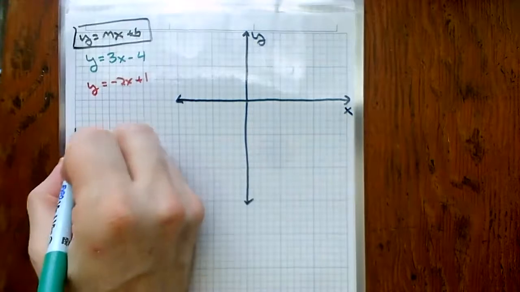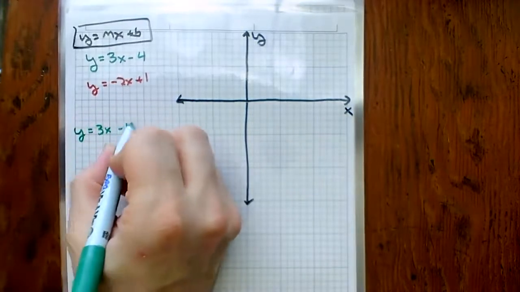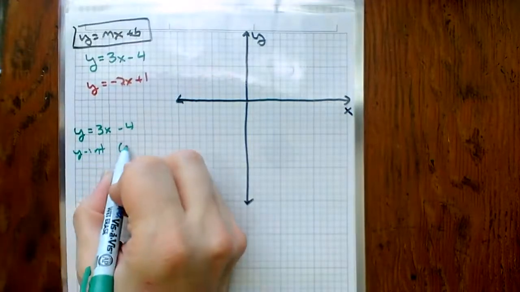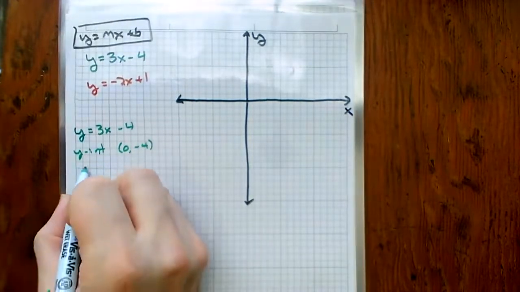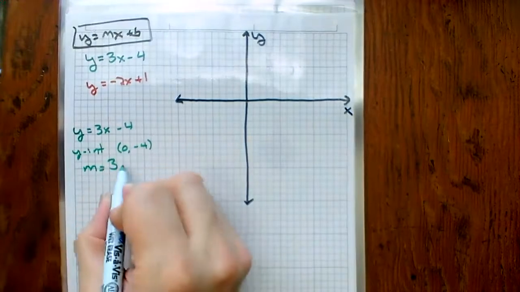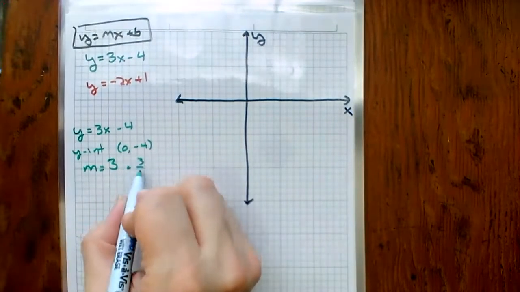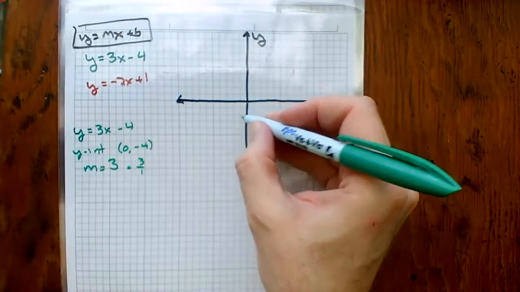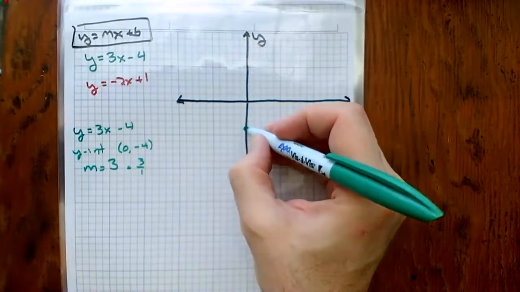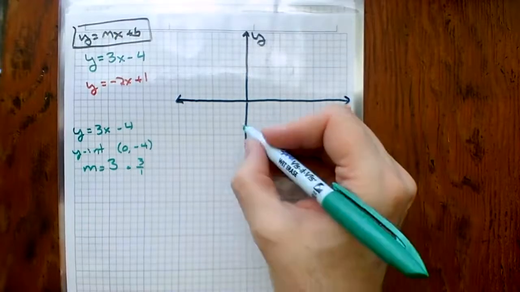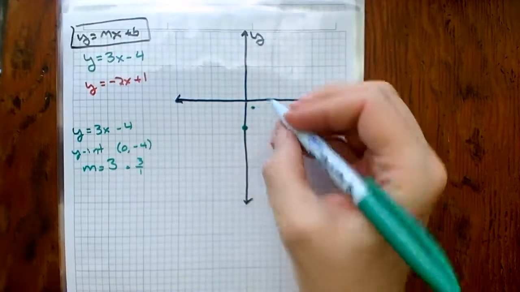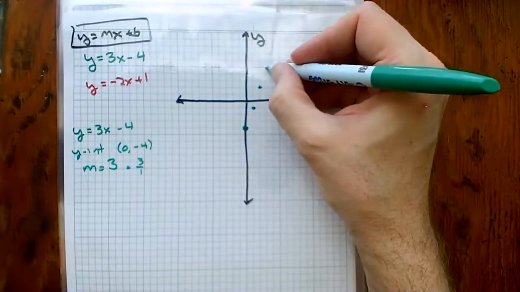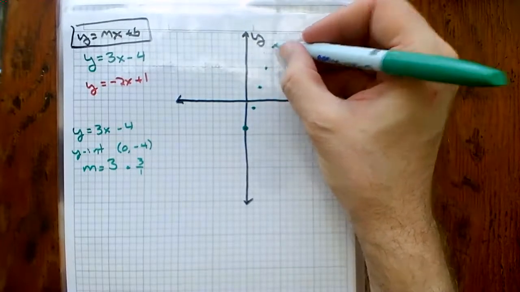So for this y is equal to 3x minus 4, my starting point is going to be my y-intercept. And that's going to be 0, negative 4. And of course, my slope is 3, and I'm going to think of this as 3 over 1. So this is a rise of 3 for a run of 1. So I'm going to be starting out 1, 2, 3, 4 right here on my y-axis, and then it's going to go up 3 over 1. And I'm just going to repeat that. I can do this as often as I want. Up 3 over 1. Up 3 over 1.